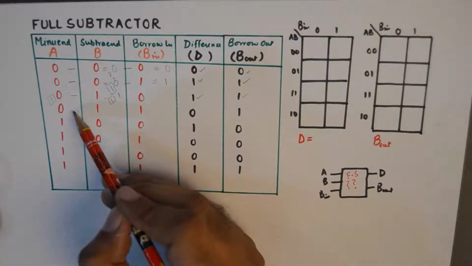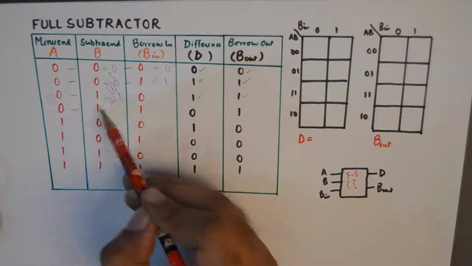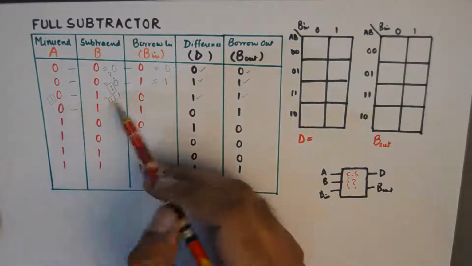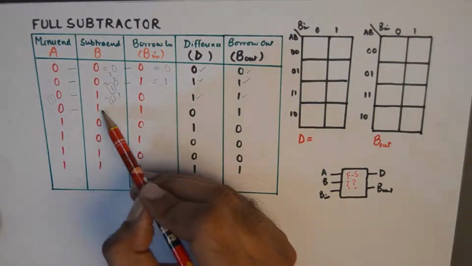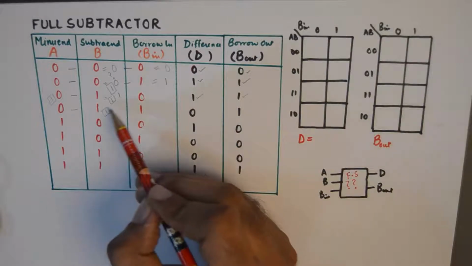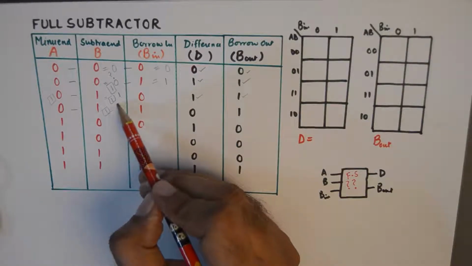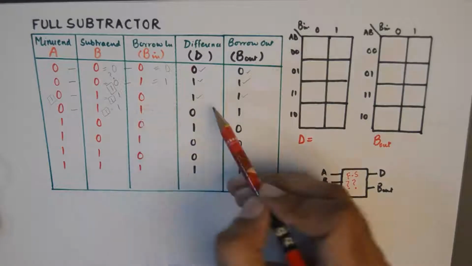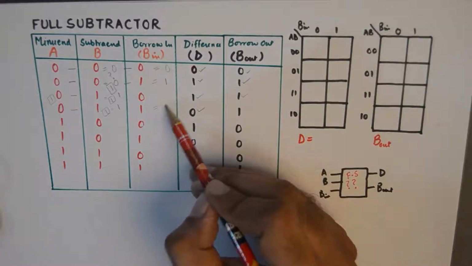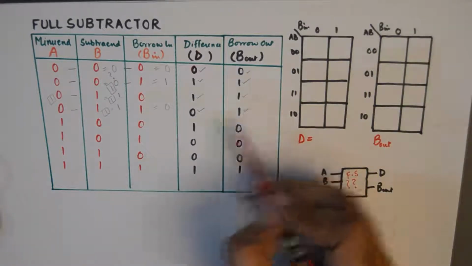Similarly, in the next case, when we subtract a 1 from a 0, we need to take a borrow, and the resulting difference is 1. When we subtract 1 from a 1, the final difference is 0, and the borrow is of course 1.